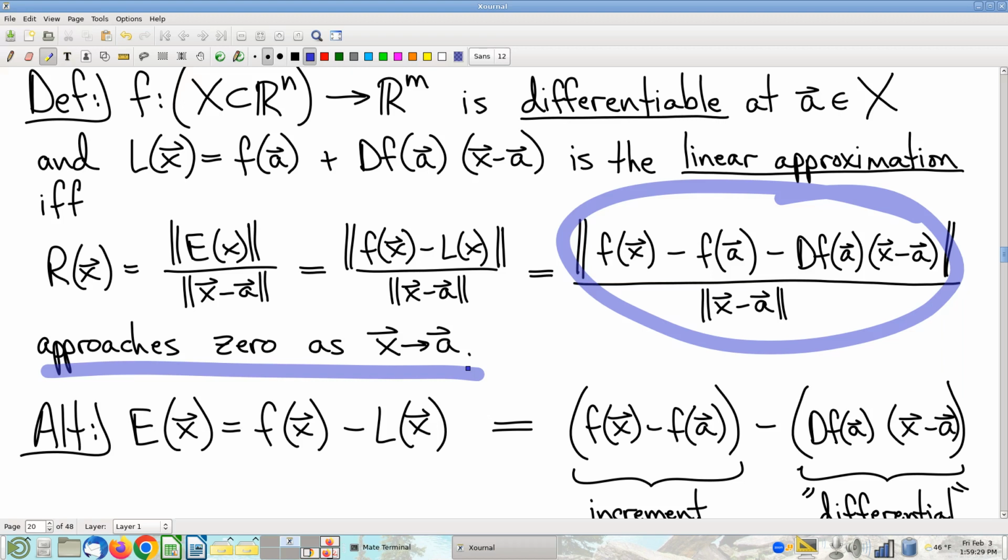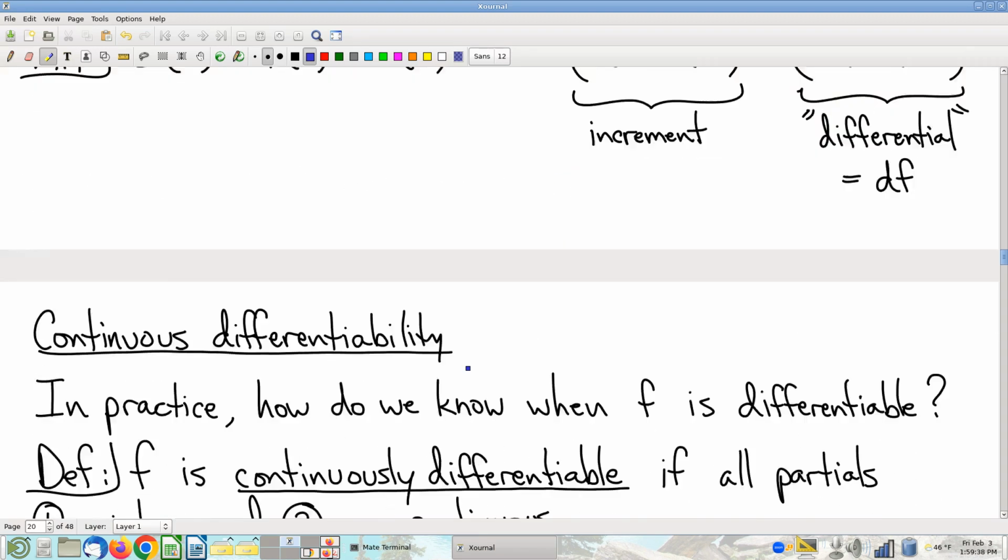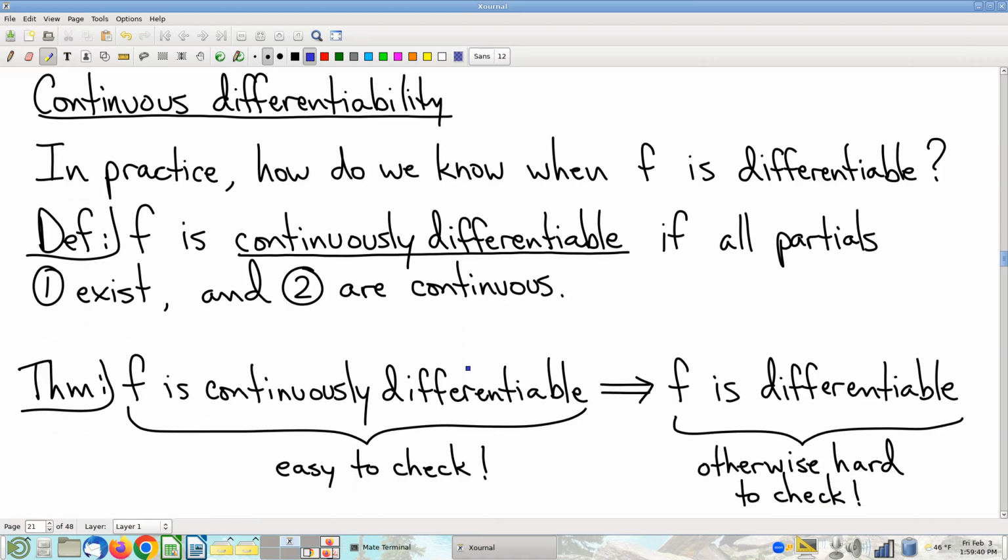Wouldn't that be a bummer if every time we wanted to do a linear approximation and actually claim anything good from it, we had to deal with all of this? So good news, we don't. There's a very powerful tool that we can use to circumvent all of this, and it's called continuous differentiability. So here's the definition.